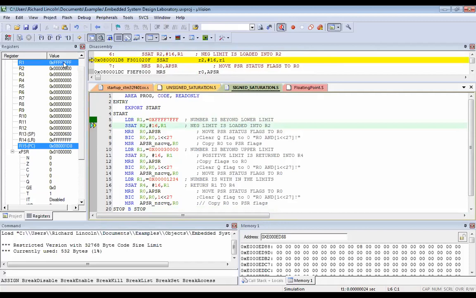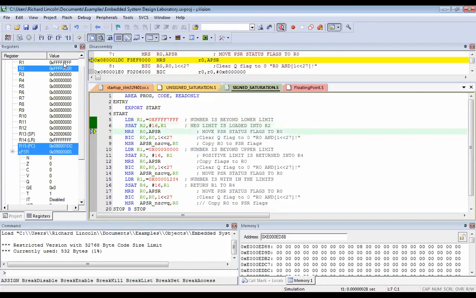If it is beyond the limit, then the negative limit value is actually transferred. So we have seen FFFF8000. This is the limit, and that has been transferred to R2. It compares, checks if the value is too negative. It will not take that too negative value because it's beyond the limit; it takes the negative limit and puts it in R2. Now we are going to check. You can see that the Q flag is actually set because it was beyond the limit, which means it has reached its saturation level.